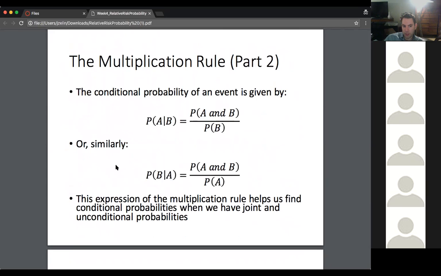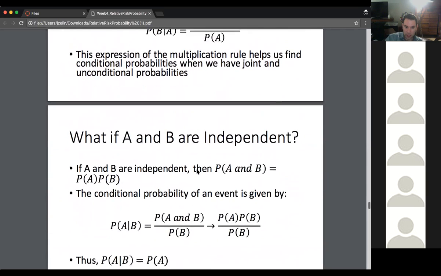The conditional probabilities we can calculate using this formula: the probability of A given B is equal to the probability of A and B divided by the probability of B. Or similarly, if we reverse this, the probability of B given A will be the probability of A and B divided by the probability of A. These are two different concepts, so be mindful of that. The probability of A given B is not the same as the probability of B given A. Those are two separate and distinct probabilities. So just be mindful of that and don't get confused.